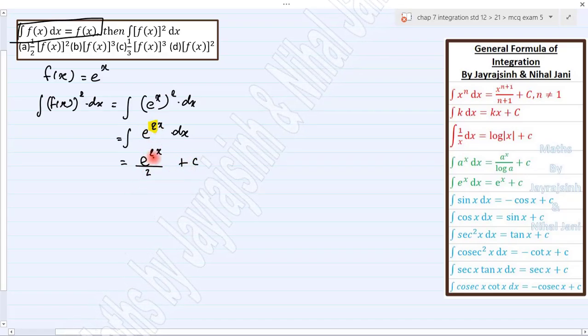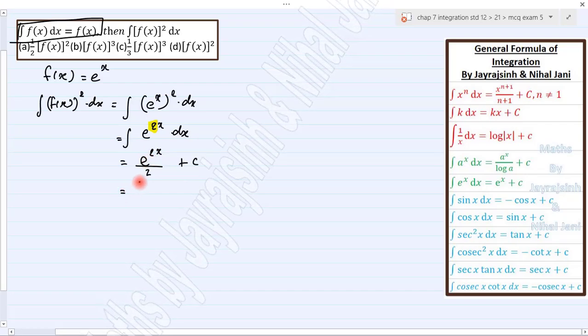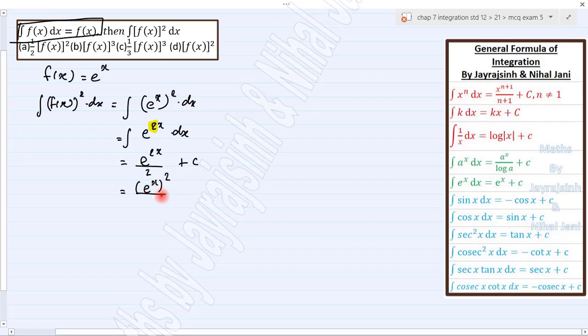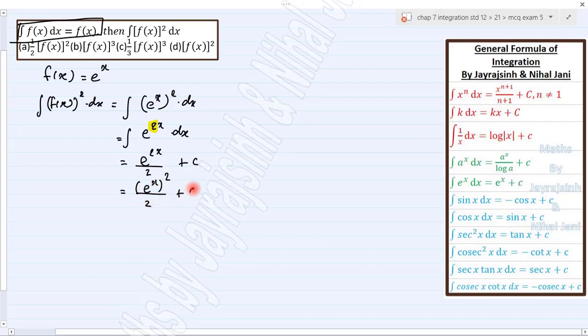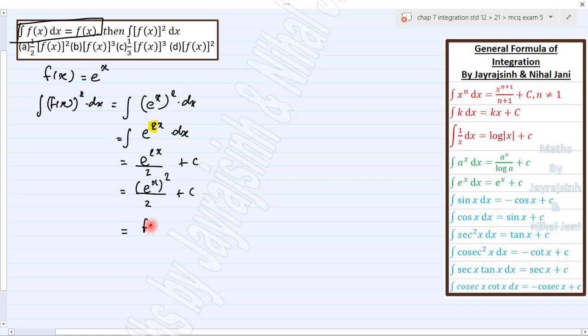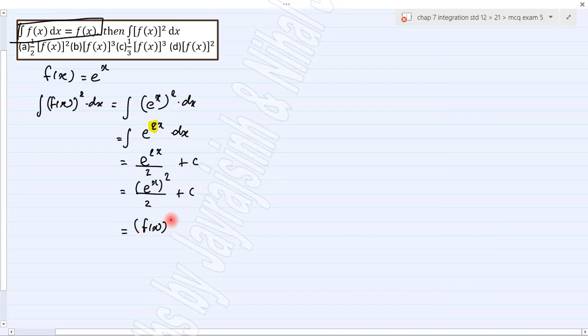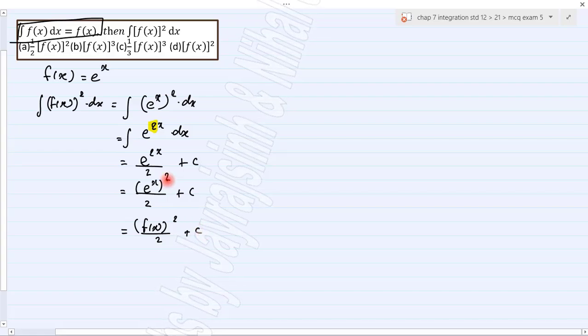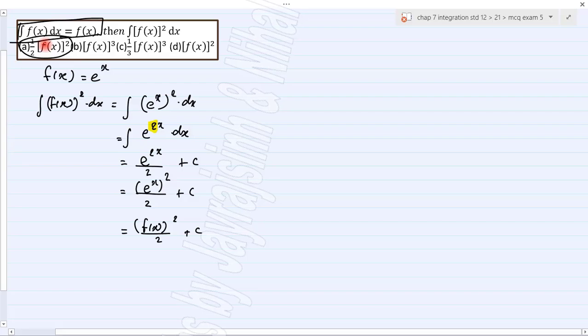But our answer should be in terms of f(x). So we can say e raised to 2x should be rewritten as (e raised to x) the whole square upon 2. So here we get (f(x)) the whole square by 2 plus c as a final answer, which is given in option A. Ta-da!